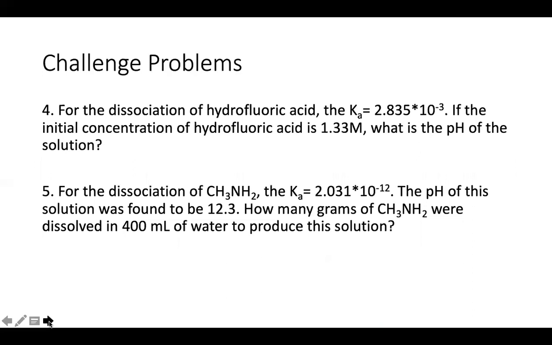And then lastly, these two, these are kind of your very classic chapter 14 questions. The first one, you're given a Ka, an initial amount, you're asked for pH. Number 5, you're almost working backwards where you're given a pH and a Ka, and they want you to kind of infer about how much you started with.